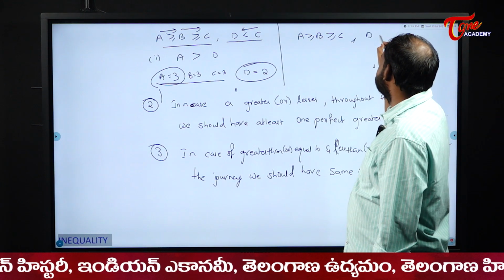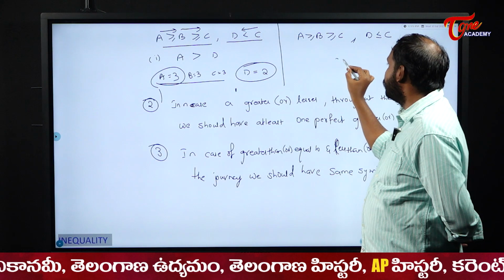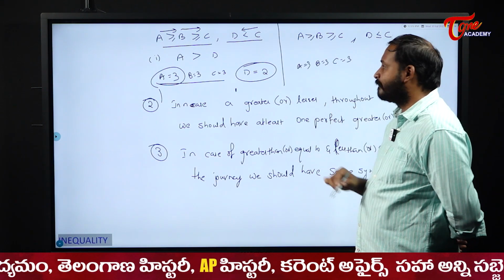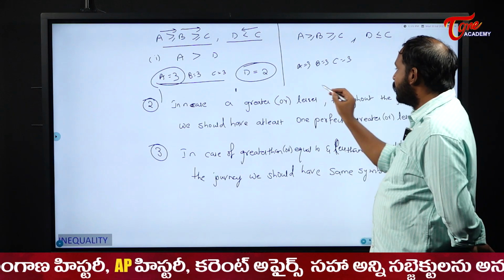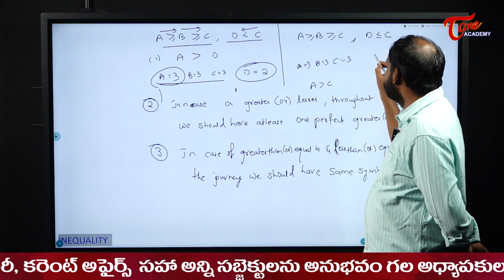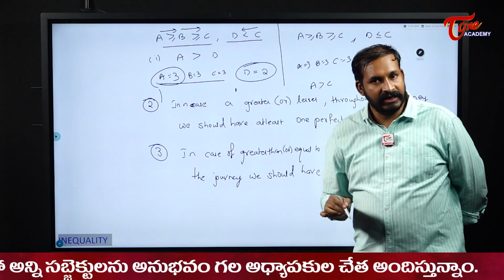And next, D is less than or equal to C. For example, if this is the case, now same, C I will take 3, B I can take 3, A also I can take 3. Now tell me, is A greater than C correct in this case? Why? Because D value also I can take 3, right? Because D is also equal to C.